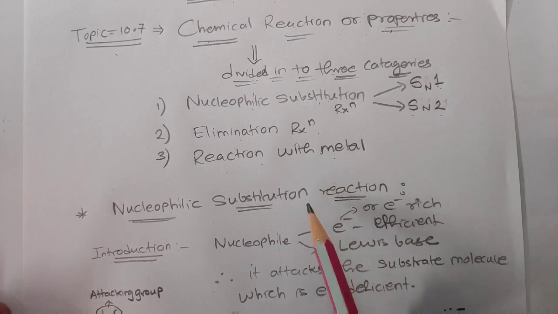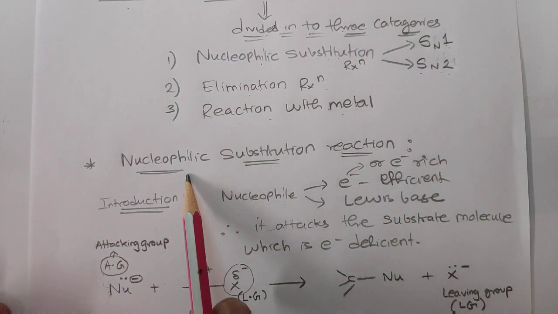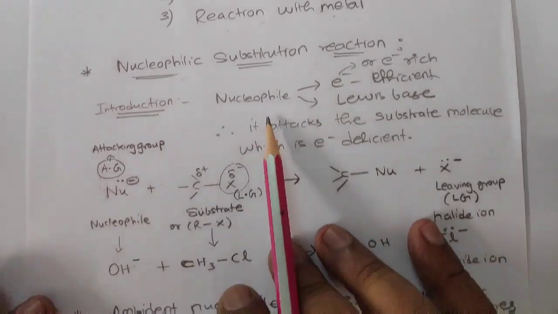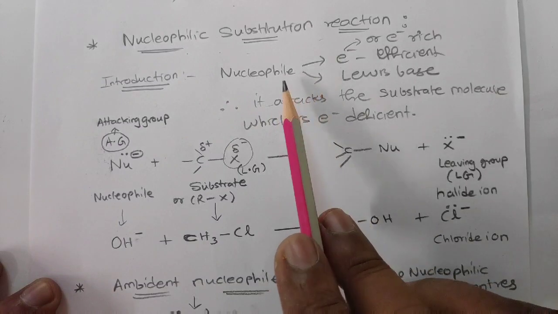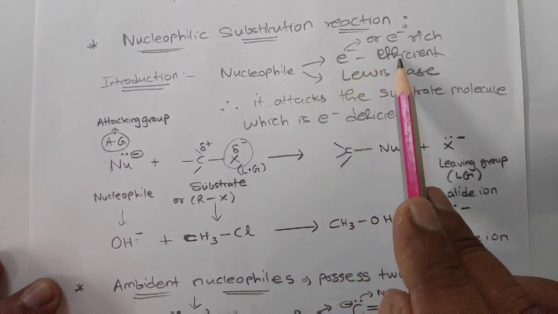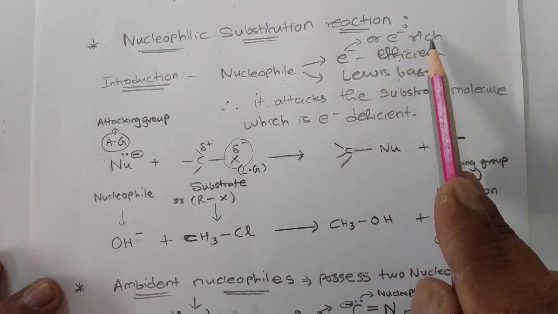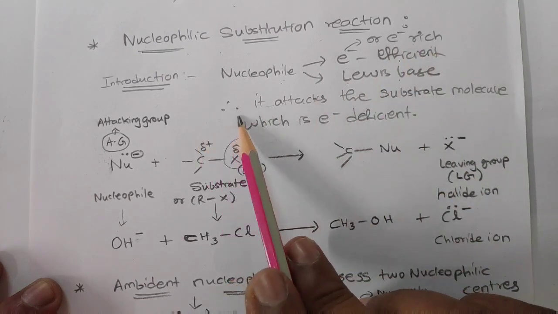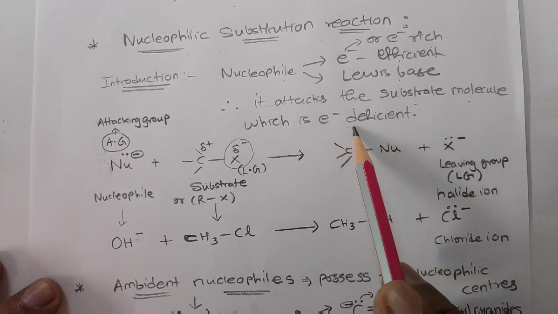Now from this, before going to these types, we have to discuss nucleophilic substitution reaction, right? Now, what is nucleophilic substitution reaction? Before going to that, nucleophile means it's an electron rich species, and Lewis base also we can call. It's an electron rich compound, what we say. It attacks the substrate molecule which is electron deficient.